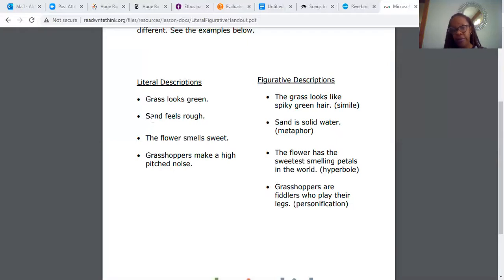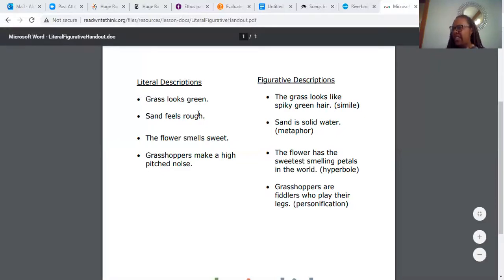Sand feels rough. Very literally, if you were to touch sand, you may define it as rough. So this is literal meaning. But let's look at figurative meaning. Sand is solid water. This is a metaphor, similar to analogies. They're again attempting to make a comparison. So we could talk literally, sand feels rough, or the comparison here is that sand is solid water. Now, I won't even tell you what that metaphor means. I'm not sure. Maybe that's a scientific metaphor.